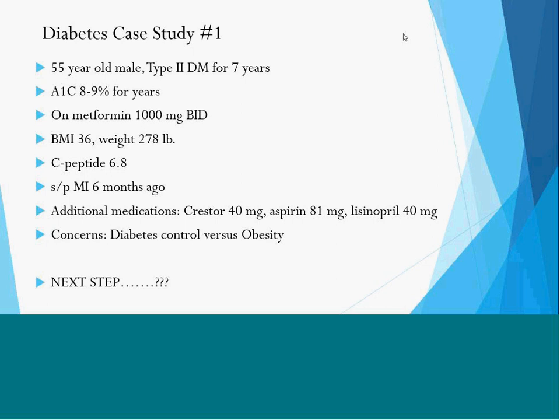I ask you at this point, what do you think is this guy's biggest problem? Is it A1C of 8 to 9, or is it a BMI of 36 and a weight of 278? As it stands right now at Intermed, there's metrics for which if I can get his A1C down below 7, Intermed and I get paid more. I don't get paid anything to help him get his weight down from 278. Next slide.